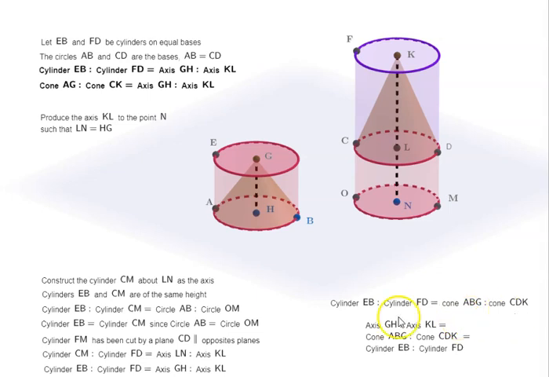So remember, cylinders are just multiples of the cones. So they are going to be equal multiples. Or in other words, cones will be the same fraction of the cylinders. So that means they will maintain the same ratio. So that is proposition number 14 of book 12 of Euclid's Elements.